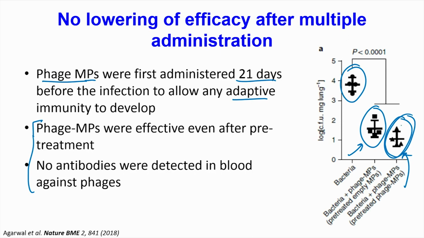They also looked for antibodies against phages in the blood, and they could not find any antibodies against the phages, at least for one administration. Obviously, this needs to be done over a much longer duration and in a chronic model to be able to successfully say whether this is going to work or not, but there is a lot of promise in this particular therapy.